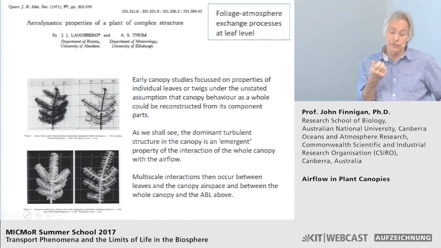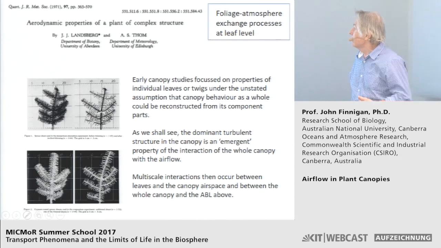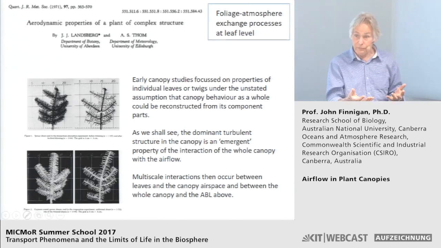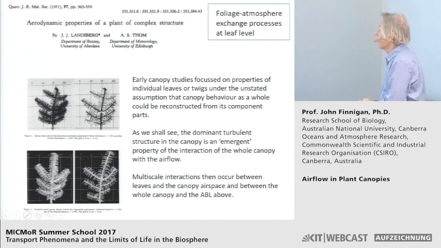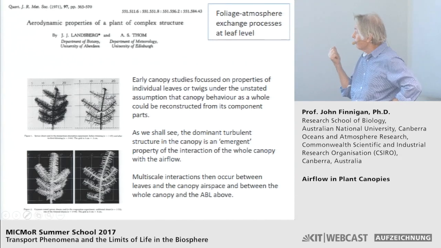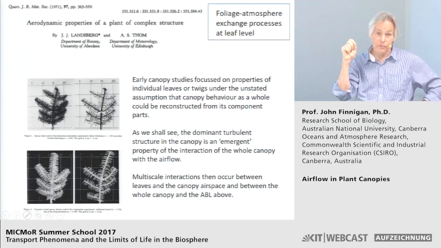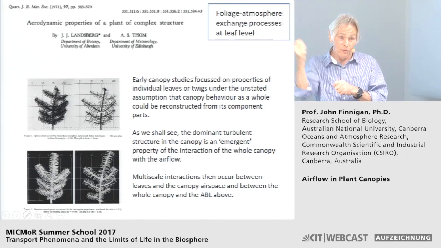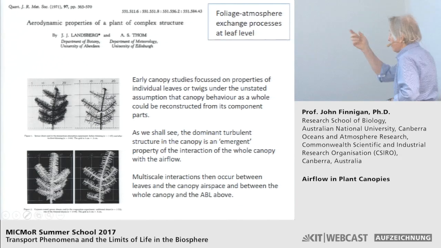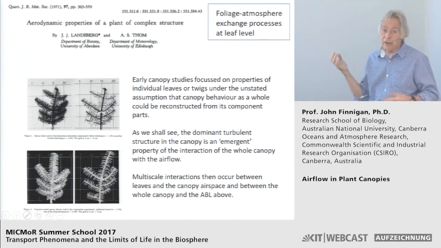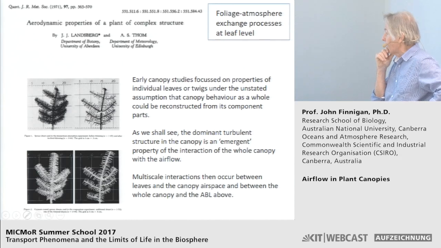Early studies about canopies, when I got into this field in the early 70s, were based on the implicit idea that canopy flow was actually boundary layer flow, standard log flow, plus a lot of wakes from these twigs and branches added to it. And so there was a lot of work focused on the properties of individual leaves under that unstated assumption. It was a sort of cottage industry. People would put single leaves in the wind tunnel and measure their properties, and then they'd put 2 or 3 leaves or a whole branch in the wind tunnel. The idea is that you can build up a canopy from all the parts. But as we are going to see, the dominant turbulent structure in the canopy is a property of the whole canopy, not just adding together lots of little twigs and their turbulent wakes.